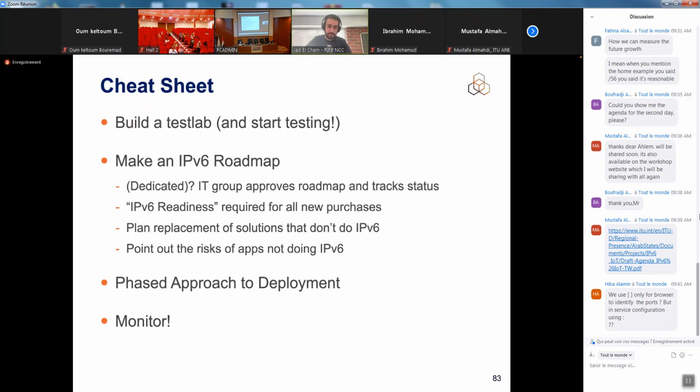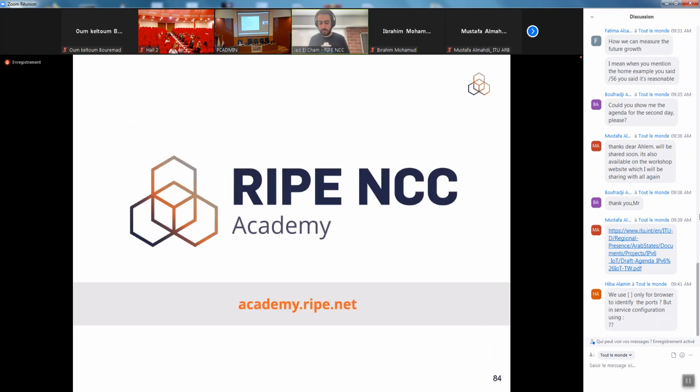Make an IPv6 roadmap. Also, don't do everything in one go. Take a small approach, put a certain plan in place, and have a group of people validate your deployment plans. Put a roadmap together and track the status. Are there any issues with the software? Are there any issues with the hardware? Is the backbone ready for IPv6? Are the data center firewalls ready for IPv6, etc.? And you can start planning the phases of your devices, for example.